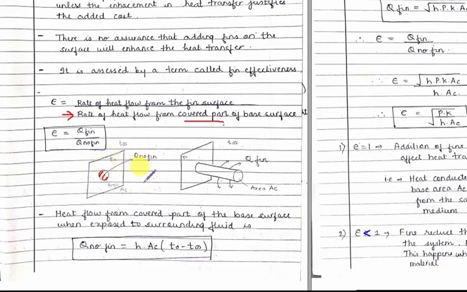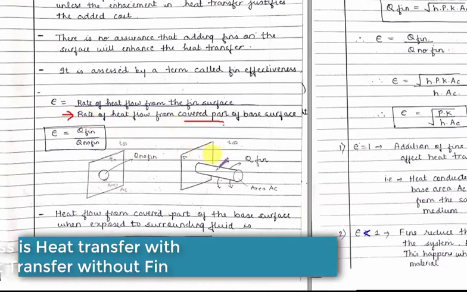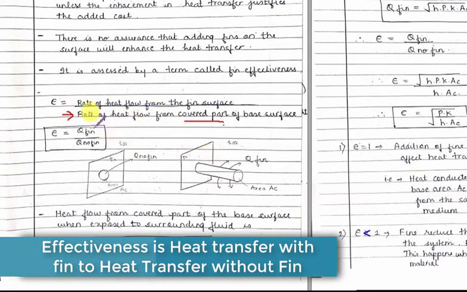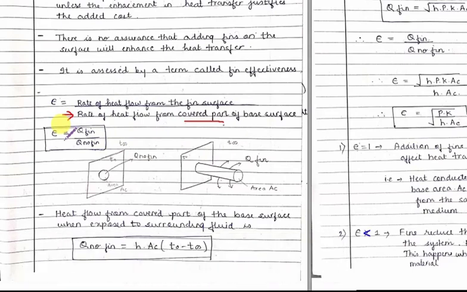So what is the heat that is being transferred from the covered part? That is nothing but Q no fin. So the definition part, I hope it is clear. We are comparing the heat transfer with fin to the heat transfer without fin. It is called fin effectiveness. So the heat transfer from this covered part, the area is AC, right? The cross sectional area.